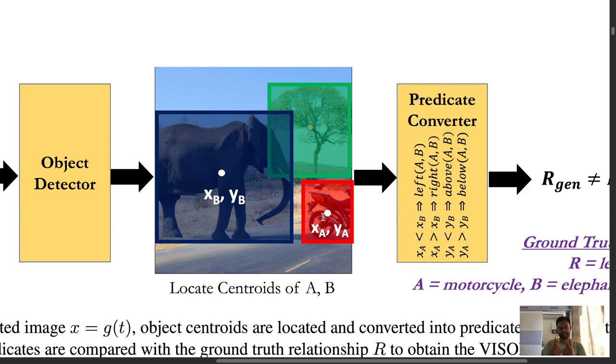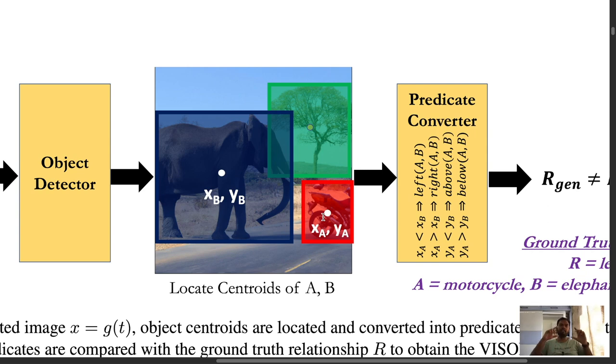So if I have A and B, and this is my x, y coordinate axis, and if I have my A at 0,1 and my B at 0,4, then it's obvious that A is on the left side of B. The same goes the other way around.